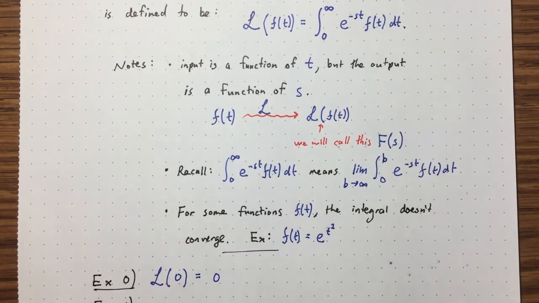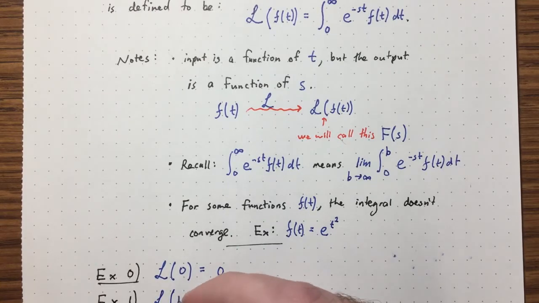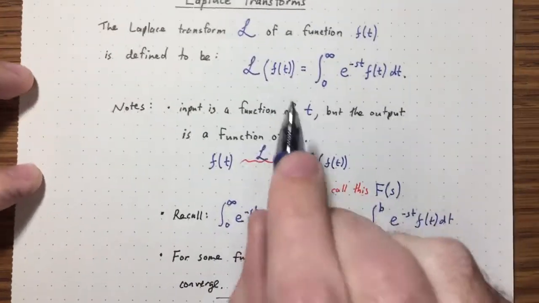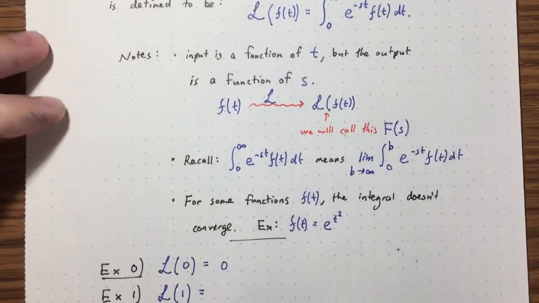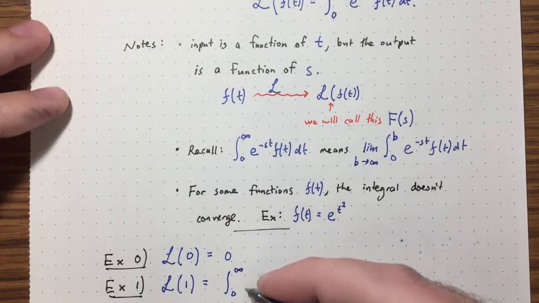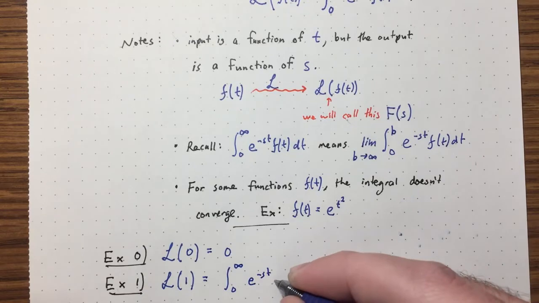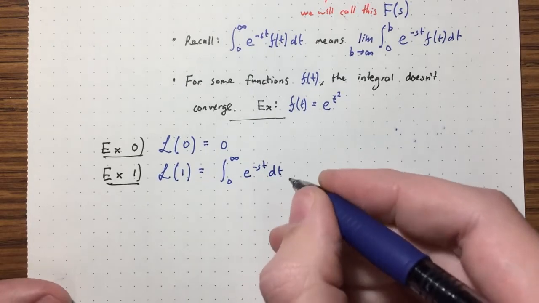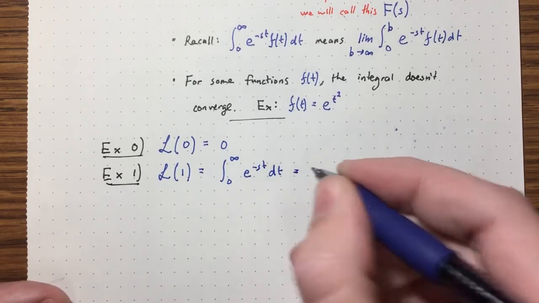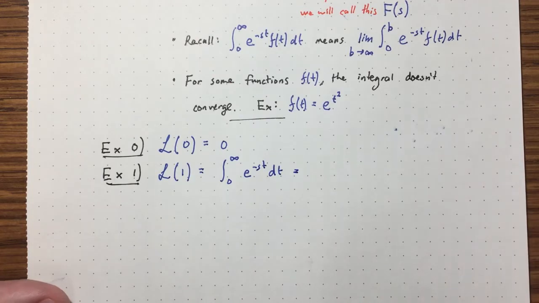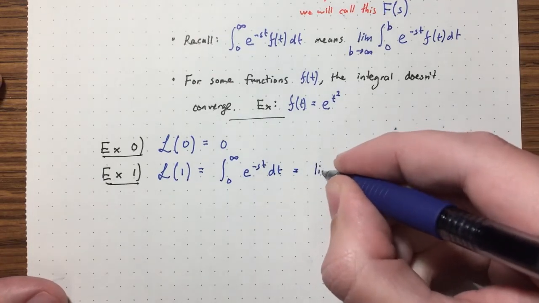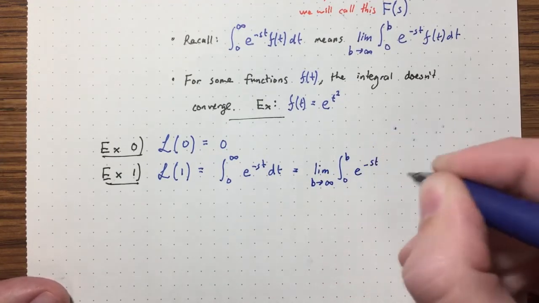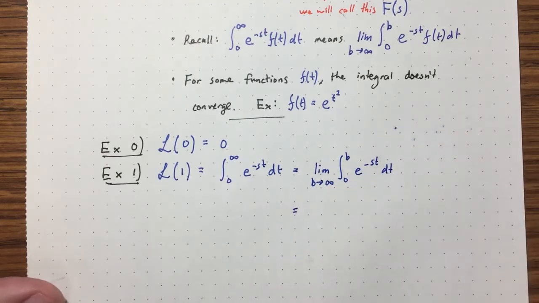So example 1 will be L of 1. Well, how do we do this? We'll just use this definition here. So this is the integral from 0 to infinity of e to the minus st times 1 dt. So it's just e to the negative st from 0 to infinity. Okay, what is this going to be? Well, let's first write this as a limit as b goes to infinity of the integral from 0 to b. And let's go ahead and do that integral.